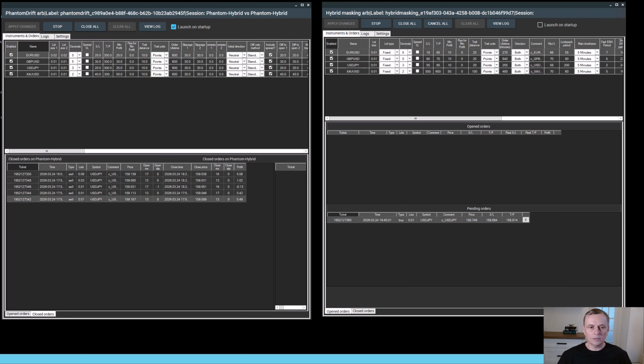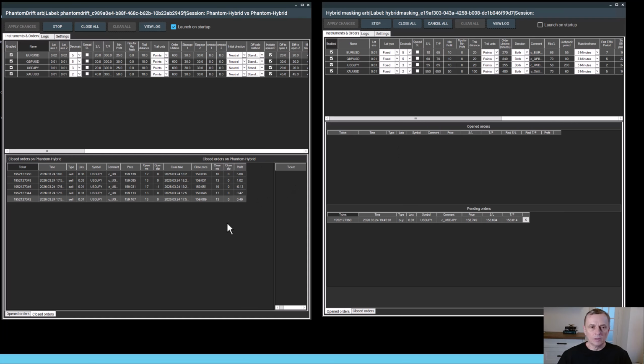Good afternoon. In this video, I would like to demonstrate in a bit more detail how these two strategies work together and how, at the moment, they are among the most effectively disguised arbitrage strategies available. On the left, I've got the Phantom Drift window open, the drift strategy, and on the right, I have the hybrid masking strategy window opened as well.